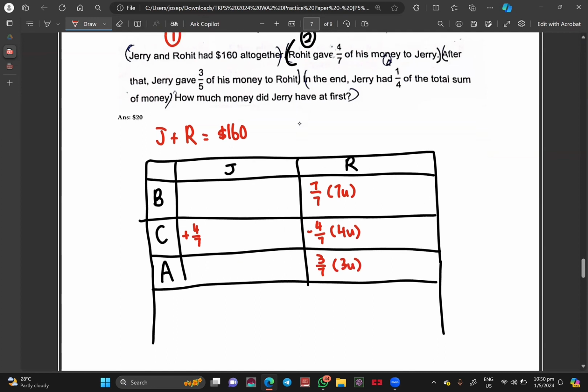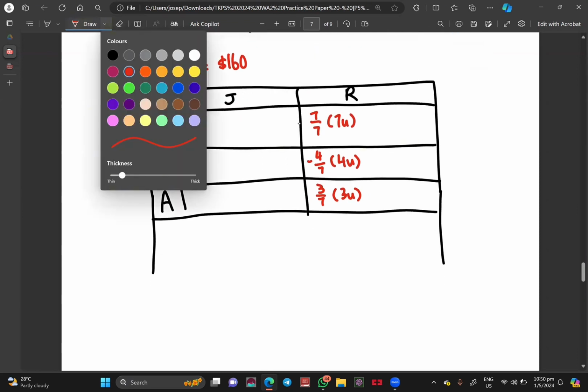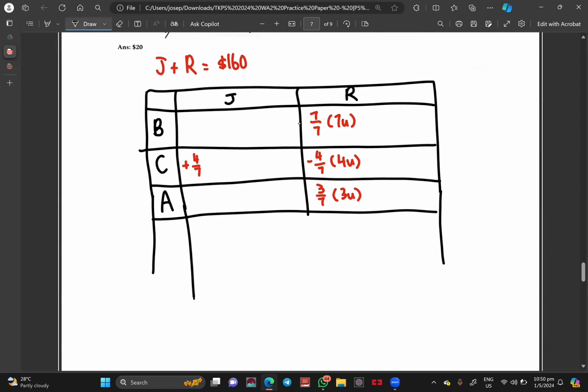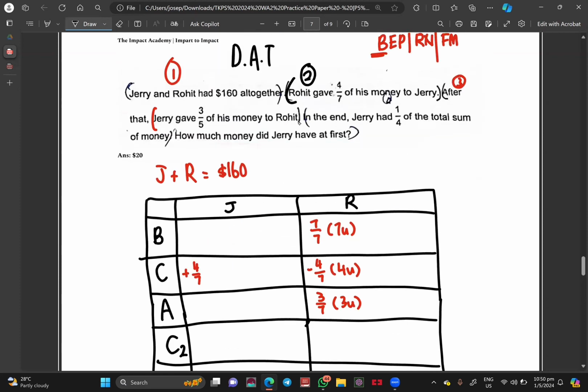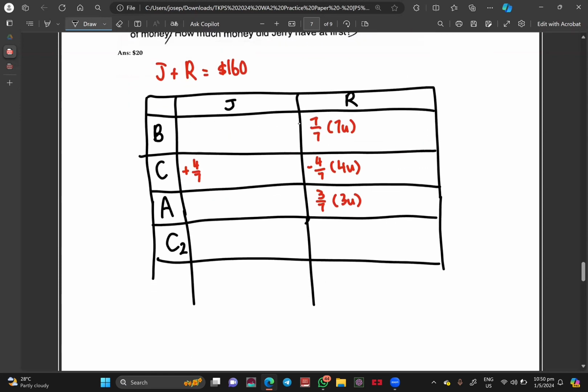We move on to sentence number 3. It says after that. After what? After Rohit is done giving to Jerry, Jerry says, out of my gratitude, I am going to give you something. What is he going to give? That's my change number 2. Jerry gave 3/5 of his money to Rohit. So we are going to go to Jerry, and we are going to minus 3 over 5.